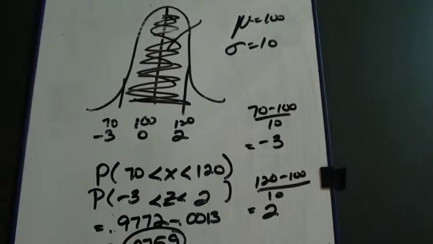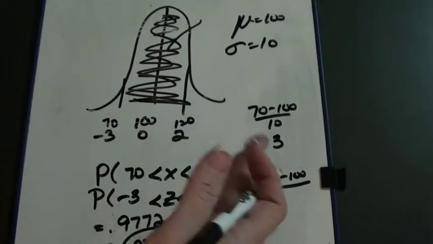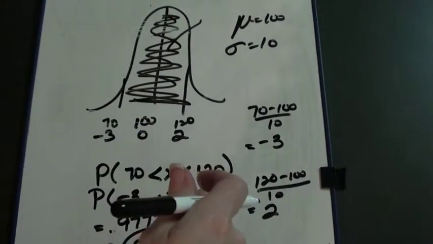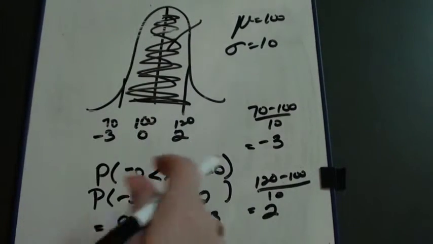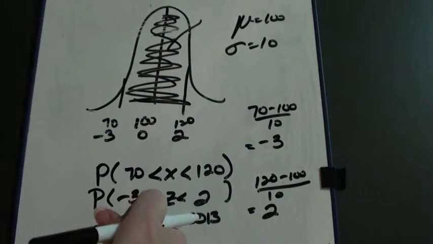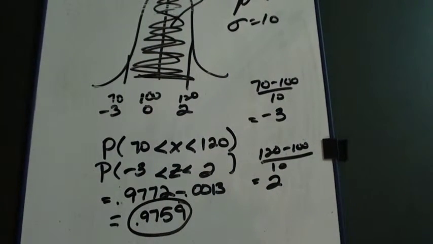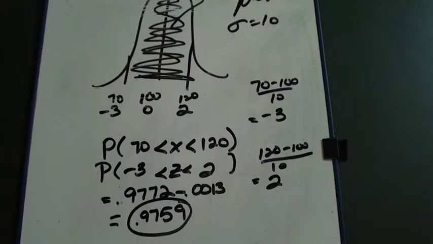So again, for less than, you just convert and look up the number. For greater than, you convert, look up the number, and say 1 minus it. For between, you convert the two numbers, look up the two values, and then subtract those two values, and that will give you the probability of being in between. So I'm going to stop here, and in the next video I'm going to show you how to do all this using Excel.